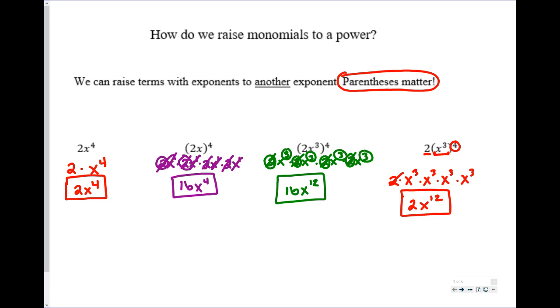Now, there's a shortcut for dealing with this kind of problem where you've got an exponent to an exponent. And we're going to explore that in the next 3 problems and try and figure out what that pattern might be so that I don't have to write these out every time.